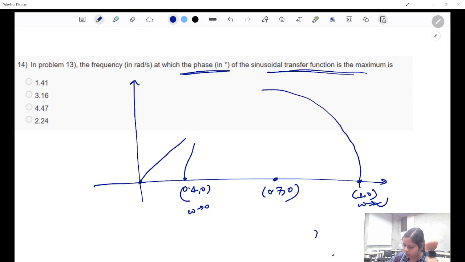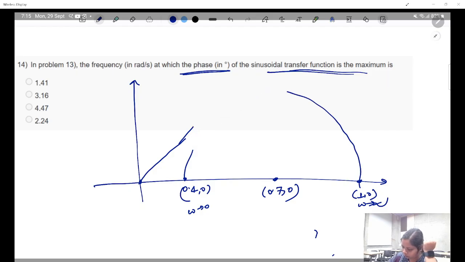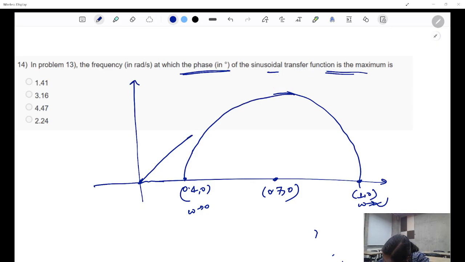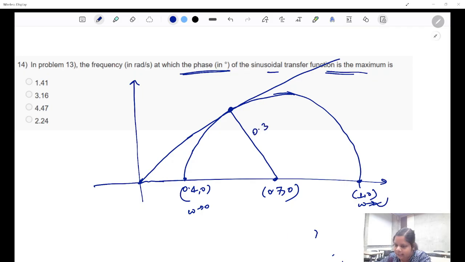Sorry, I drew a chord. Okay, when it is a tangent to the circle. Not able to draw the tangent properly. Okay, let's assume this is the point of intersection with the tangent. So what is this? This is 0.3, because 0.3 is the radius. What is this? This is 0.7.